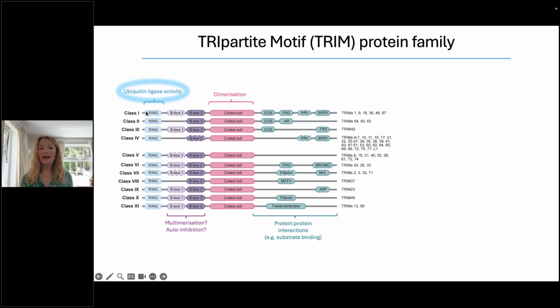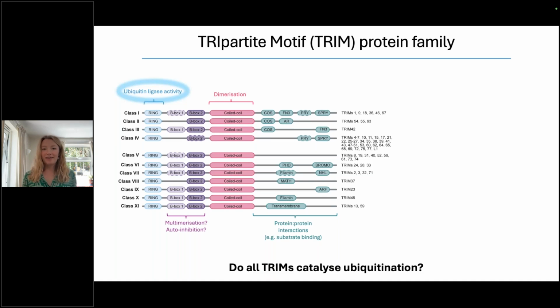And this is really where it was assumed that all of the TRIM proteins would be ubiquitin E3 ligases, where they would bind the substrate and then the RING domain would confer ubiquitination activity and ubiquitinate the substrates. However, ourselves and others had anecdotally seen that some of the TRIMs seem to be unable to catalyze ubiquitination. But it was difficult to compare because a lot of the studies were done in different conditions, different cell lines, in cells, in vitro, and that's where my project started.